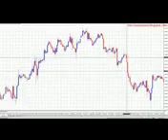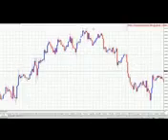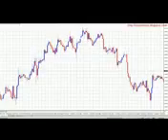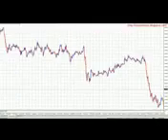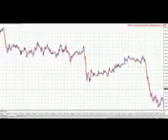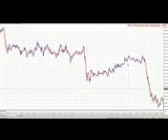Very nice swing trade. This is about 45 pips. The risk was very small. As I said, my entry was right here on the 5-minute. Again, very perfect trade. You had a nice bearish engulfing bar.